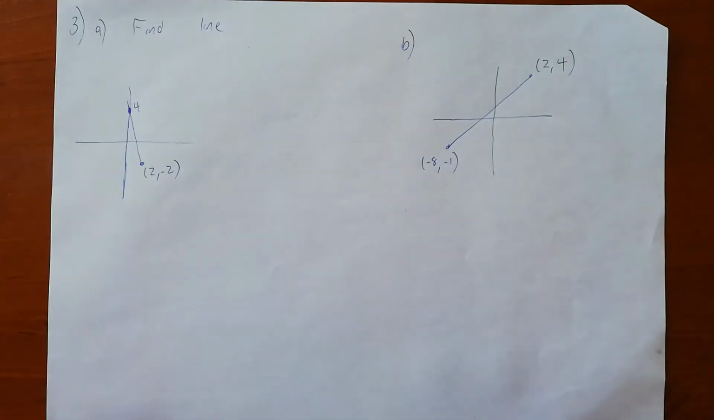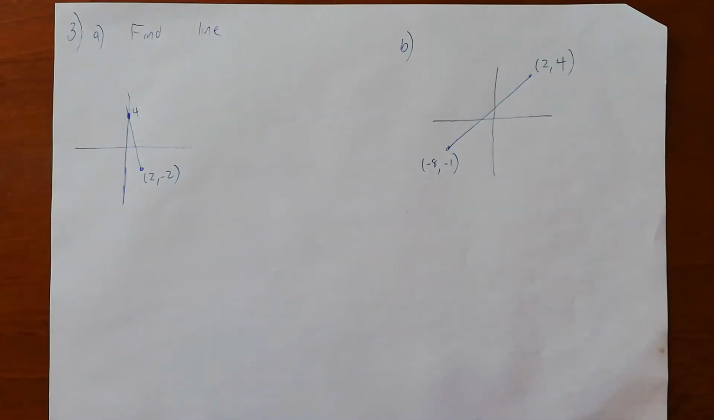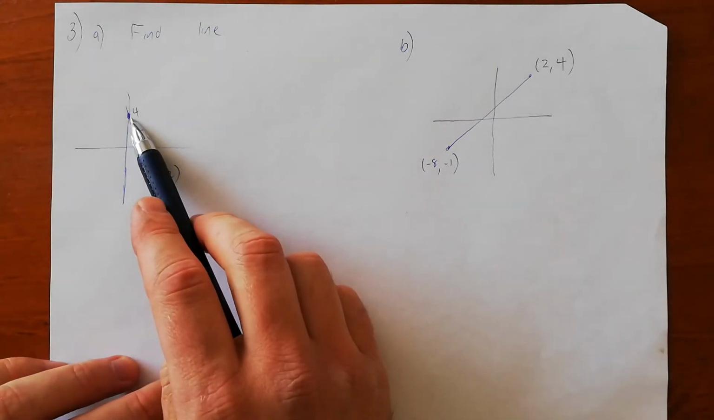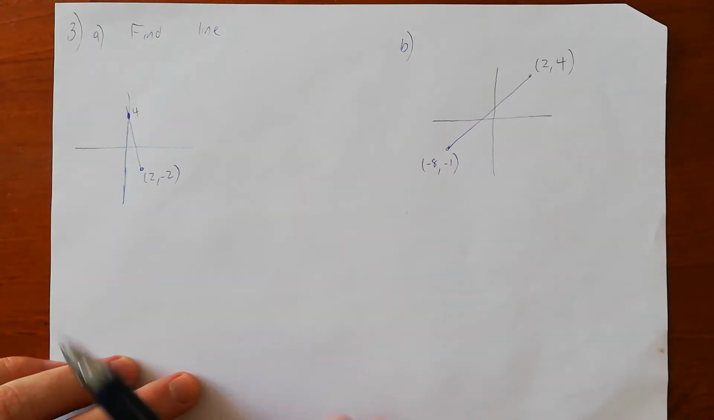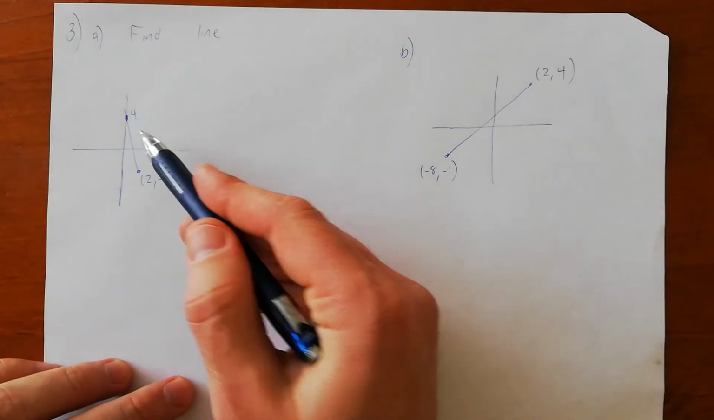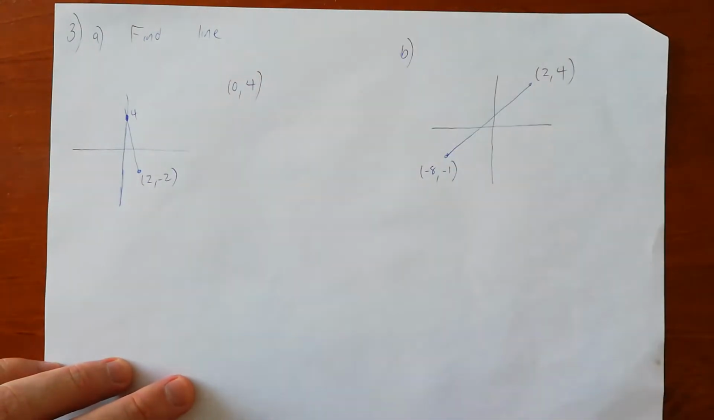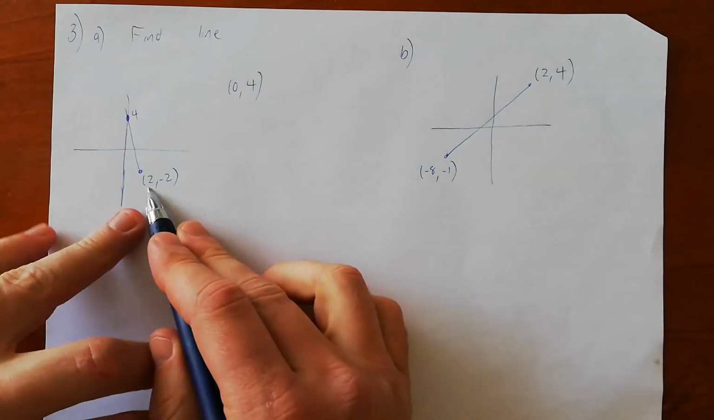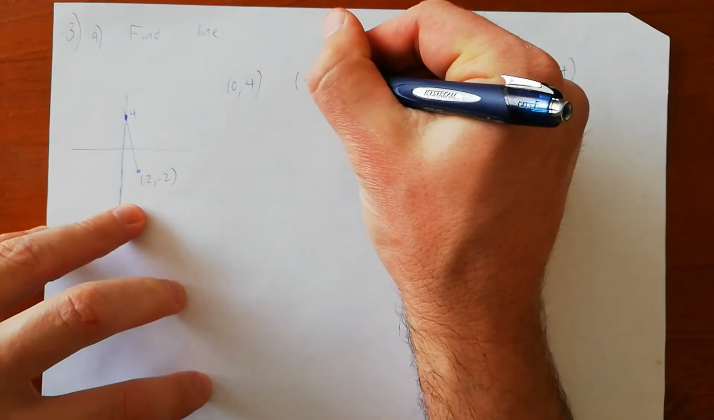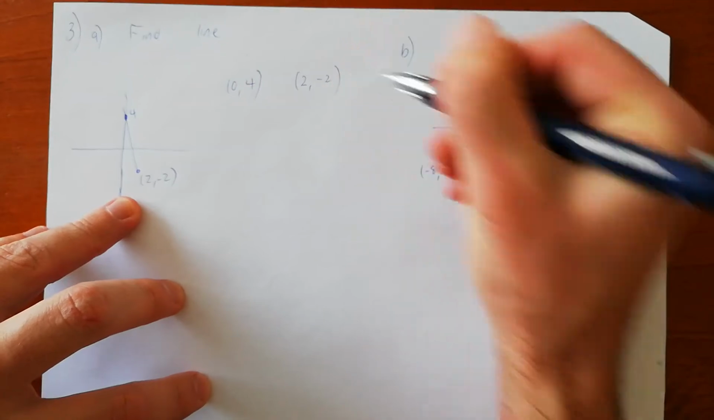Okay, it gets a little bit more complex. So we have a graph here, and we have to find the equation of these lines. So the first one we've got is a y-intercept of 4. Now the coordinates of that point would be x is 0, y is 4. And then down here we have another set of points, which is x is 2, y is minus 2.